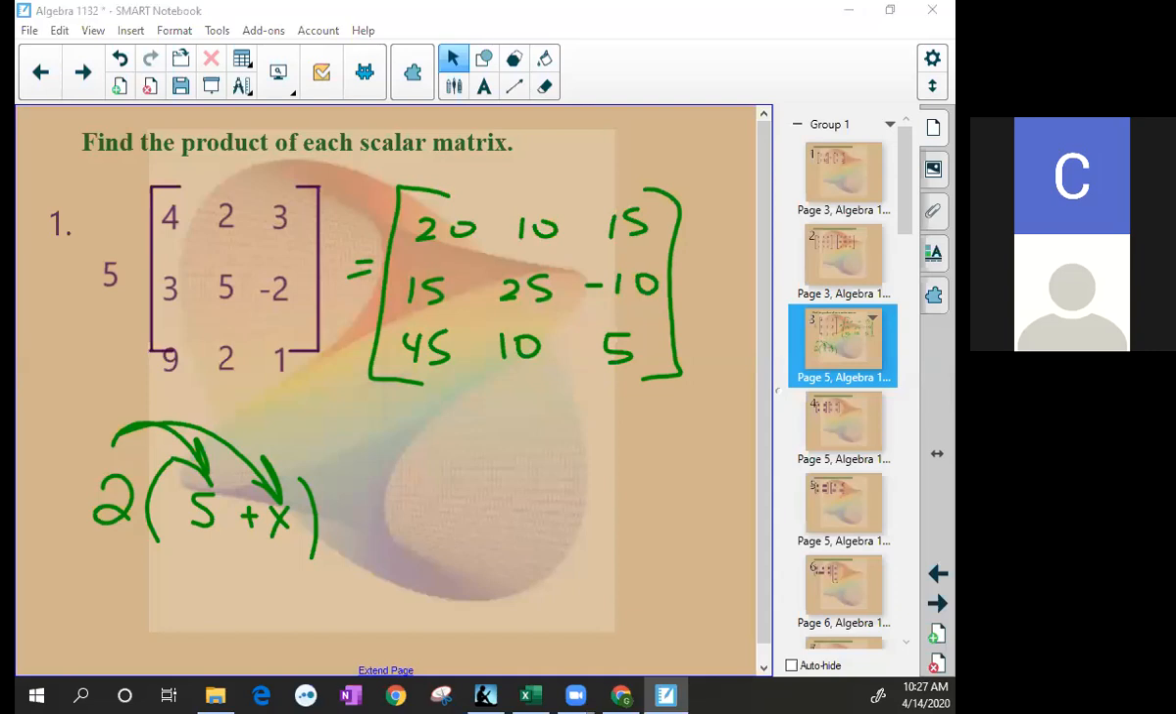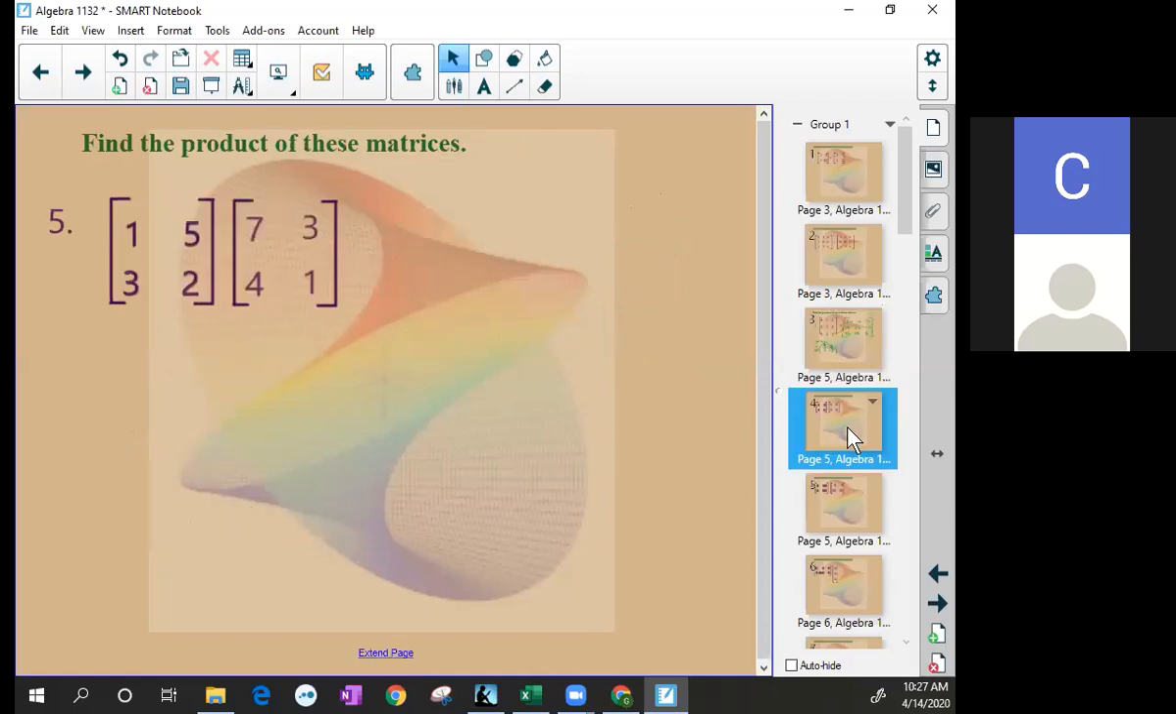Anybody have any questions about a scalar? No, I wouldn't think so. All right, so now we're going to move on to multiplication of a matrix. Yes, it is a process that you've got to be very methodical with, but it's really pretty simple. So on this first one, number 5, is that number 5? Yes, it is.